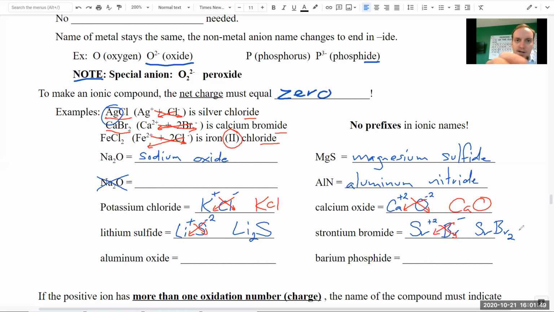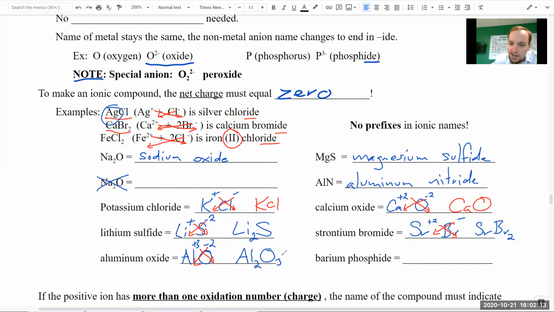All right, aluminum oxide, the next one. What we have here is Al and O. Al has a +3 charge, O has a -2 charge. Again, if I cross that down there, what we end up with is Al2O3. That's aluminum oxide, Al2O3, aluminum oxide.